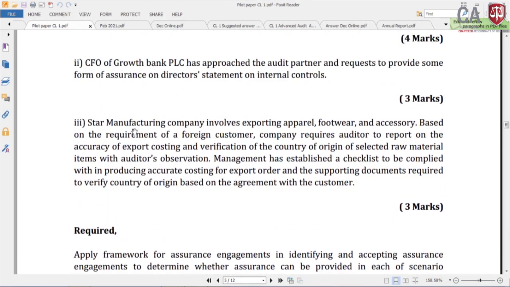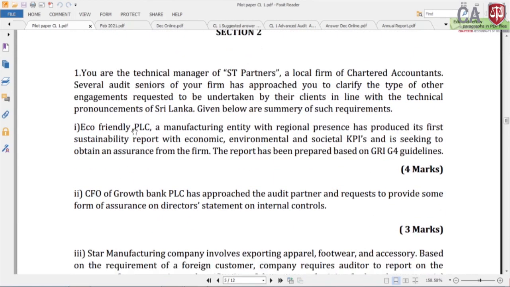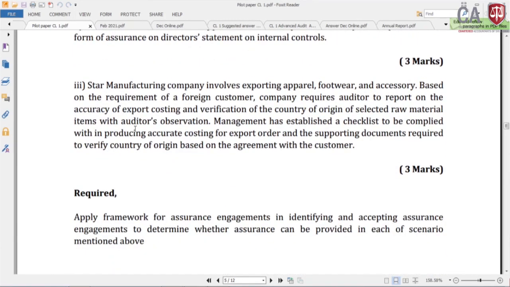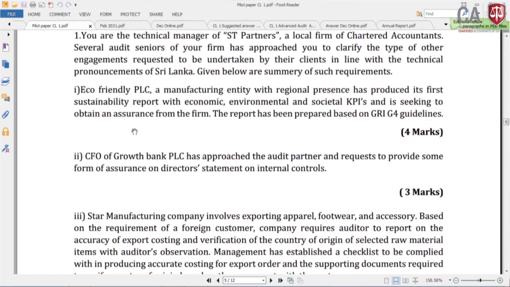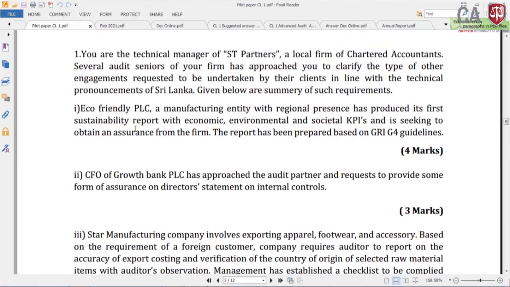But you can see the required part of question number 1 of section 2: apply the framework for assurance engagements in identifying and accepting assurance engagements, to determine whether assurance can be provided in each of the scenarios mentioned above. That is a similar type of question to this February 2021 examination paper. If you see the mock paper or the December online examination paper, similar types of questions have come in your examination.